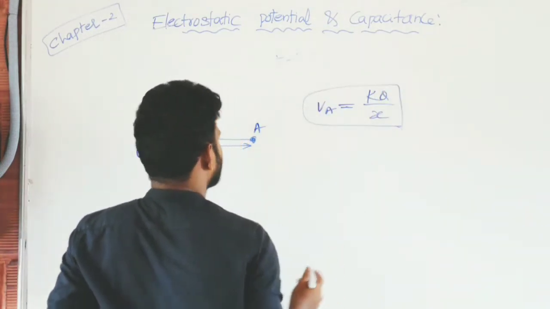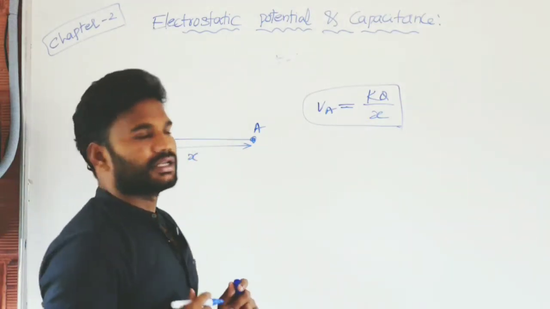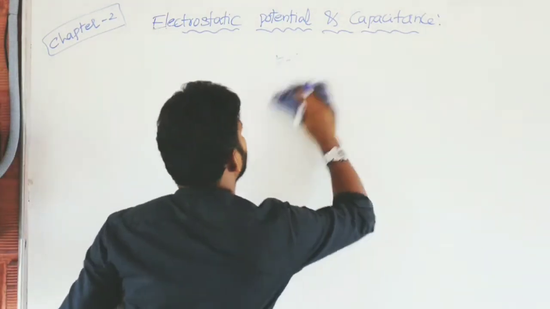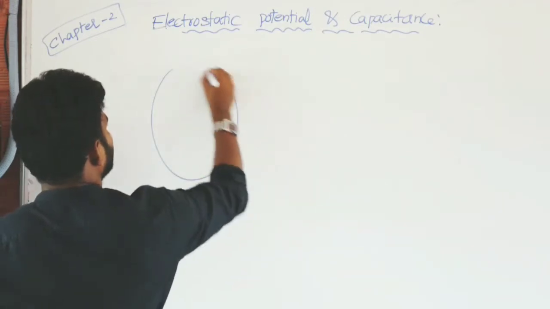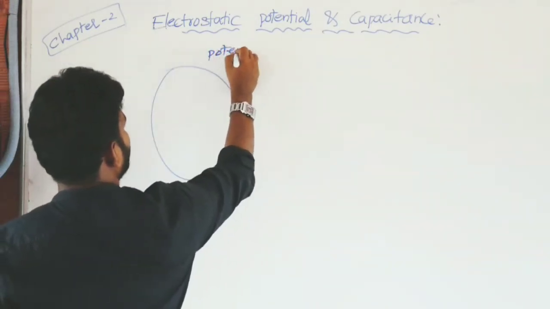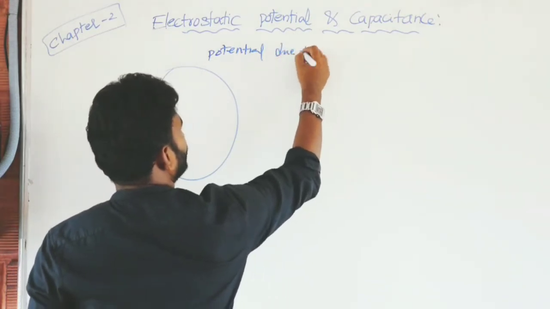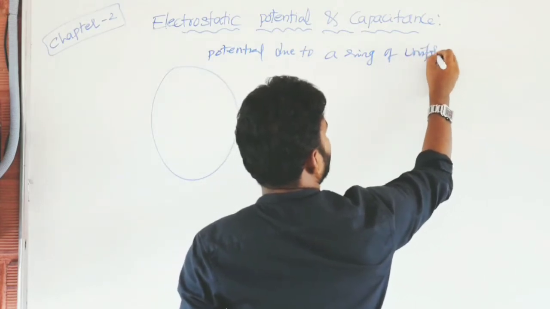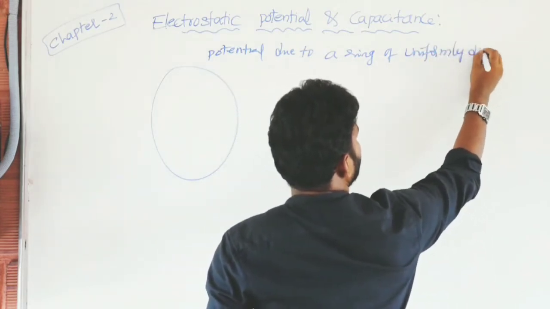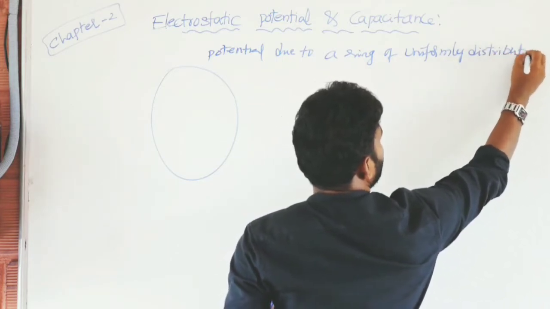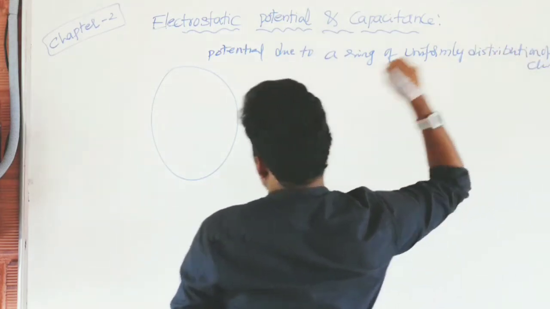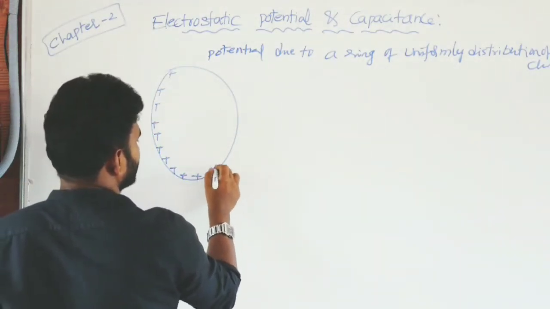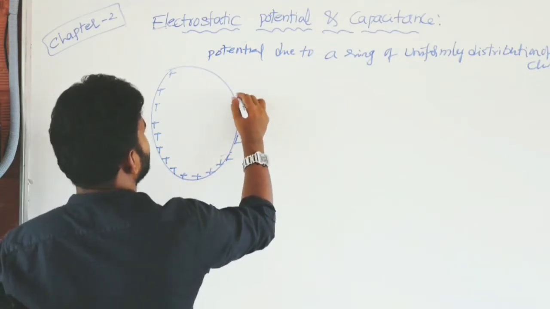That's it. Suppose it is not a point charge but a distributed charge, let me consider uniformly distributed. You can consider the ring. Write down: potential due to a ring of uniformly distributed charge. A positive charge is distributed uniformly in the ring.